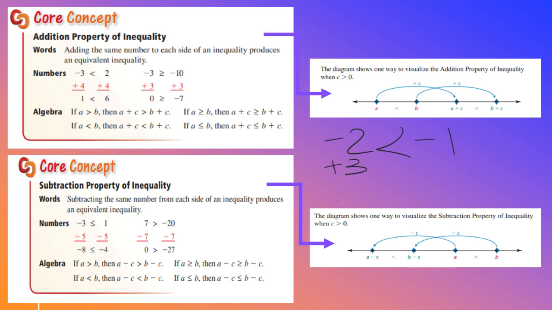If I add 3, the same example I did before, what's -2 plus 3? 1. And what is -1 plus 3? 2. Is the statement still true? Is 1 still less than 2? Okay, that's all it's telling me. And that's going to be vice versa also with the subtraction property of inequality. Subtracting the same number from each side of an inequality produces an equivalent inequality. It's the same thing. Okay, let's do some examples.